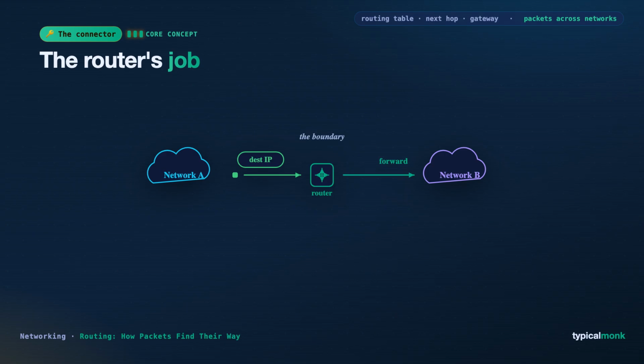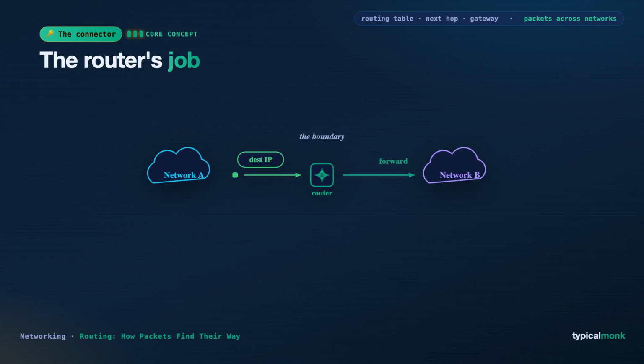Notice the router does not need to know the full path to the destination, and this is the crucial simplification. It only needs to know which neighbor to hand the packet to next to move it one step closer. It is like asking for directions and being told to head that way and ask again at the next junction. Each router is responsible only for the next step, not the whole journey. This is what makes routing scalable to a system as vast as the internet.